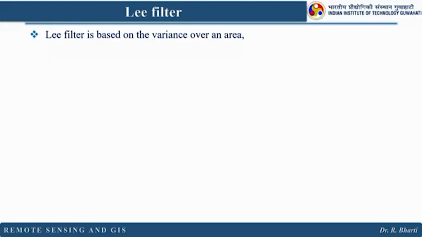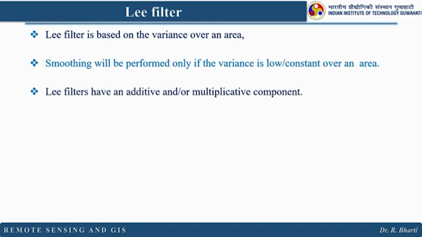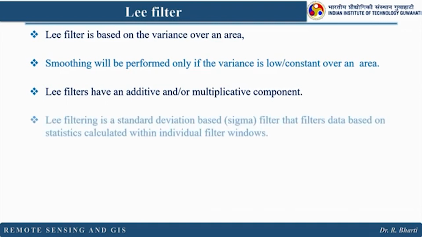Next filter type is the Lee filter. The Lee filter is based on the variance over an area. So here we are using variance, right. Smoothing will be performed only if the variance is low or constant over an area. Otherwise, this method will not be applied there, right. The Lee filter has an additive and multiplicative component, which we will see.